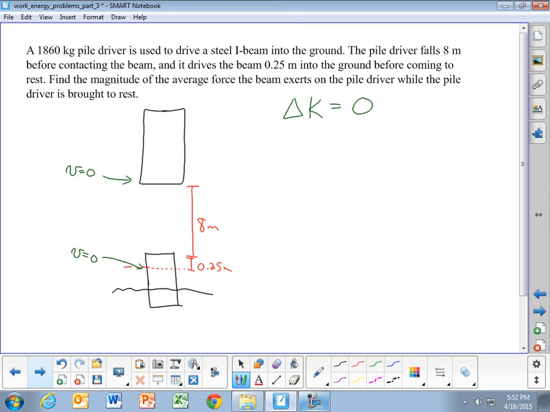And so what that means is gravity was adding energy to this, but when it hits the beam, the beam starts to take energy away from it, and eventually the total energy added to this is 0. Again, the change in kinetic energy is 0, which means that the total work, or the net work done, which is the change in kinetic energy, must be 0. And that's the work done by gravity plus the work done by the beam.